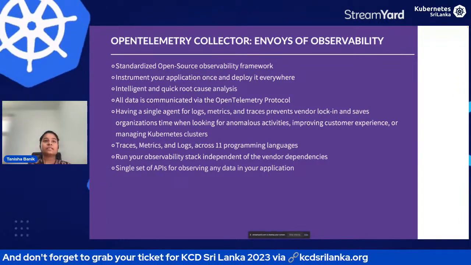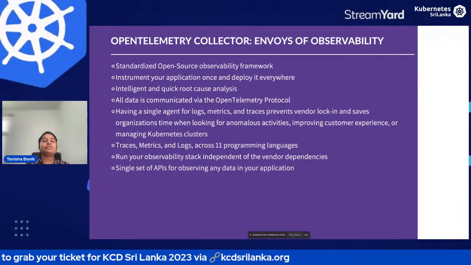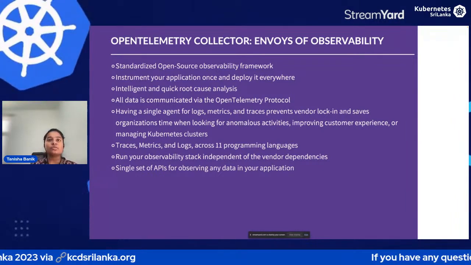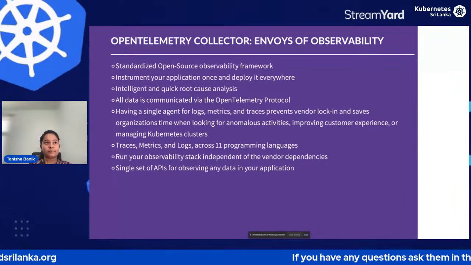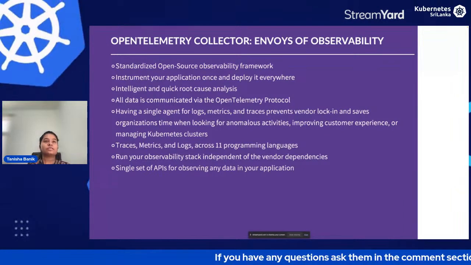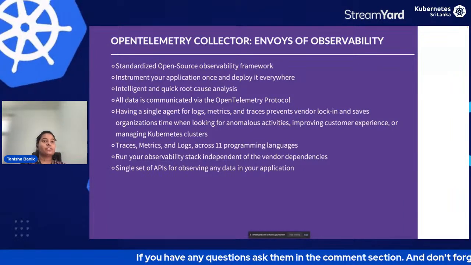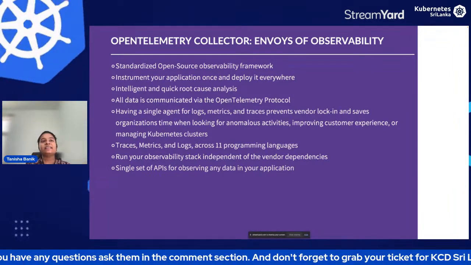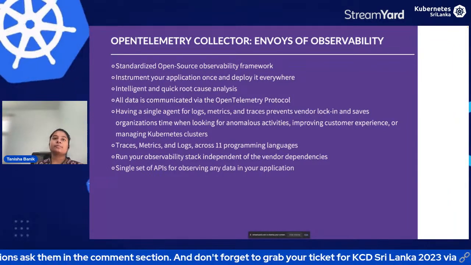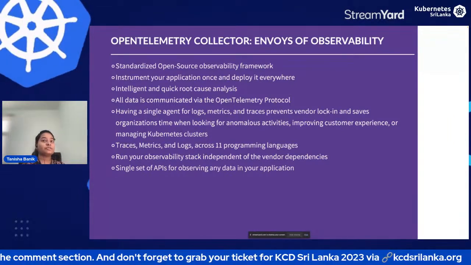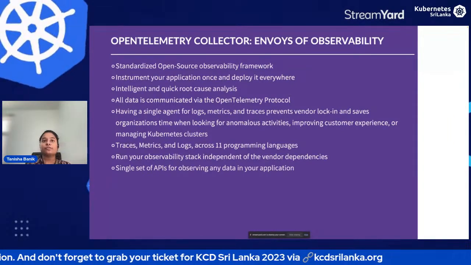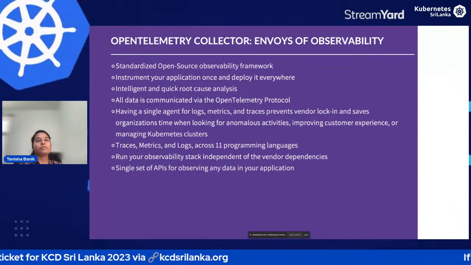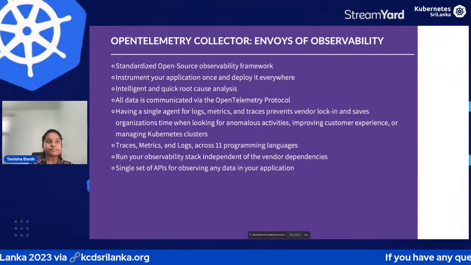Intelligent and quick root cause analysis. Since you don't have to change your application more and more, you can just go through one thing, that is the OpenTelemetry collector, and find out the root cause with all the debug information, all the debug logs, traces you need, right? And all the data is communicated by the standard OpenTelemetry protocol. That is again what we were talking about, unified or uniform observability. Everything is done in the form of a protocol called OpenTelemetry protocol.